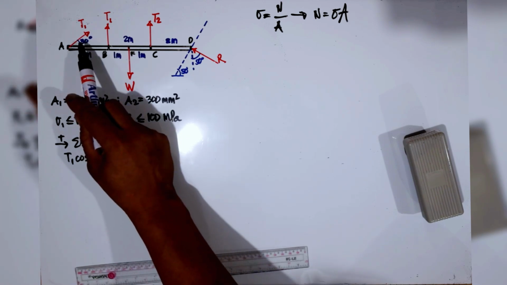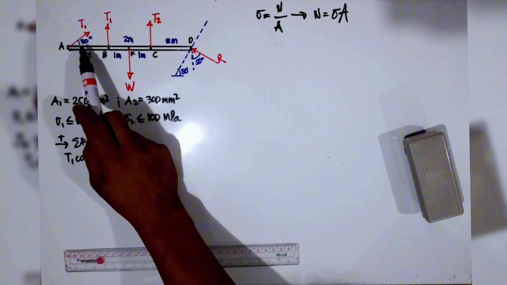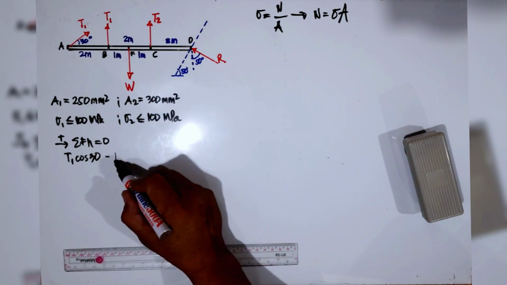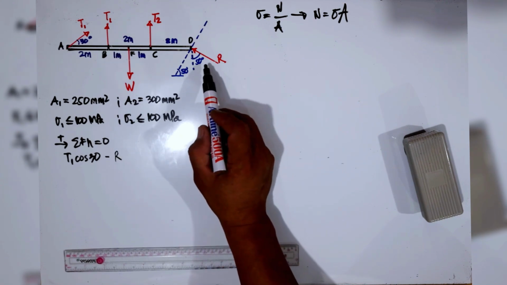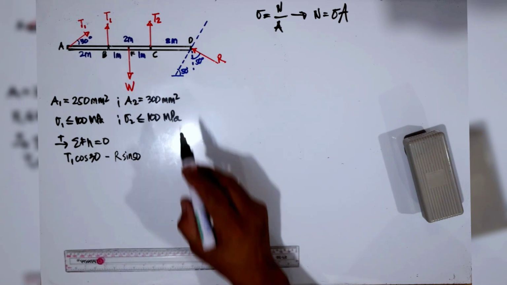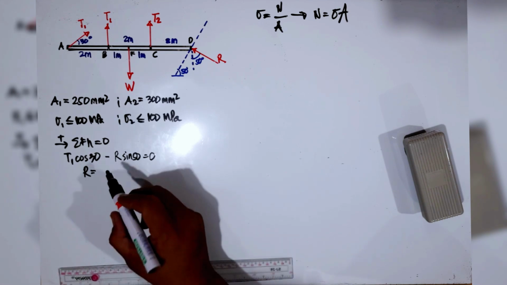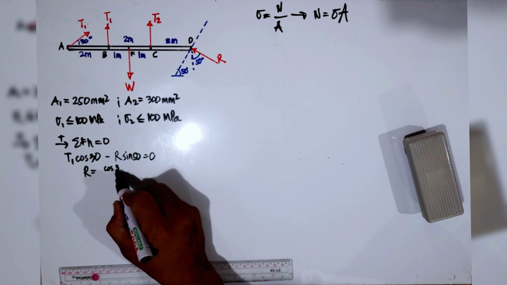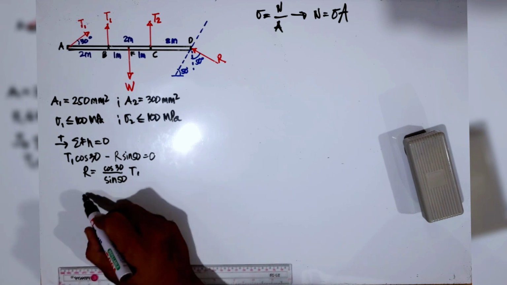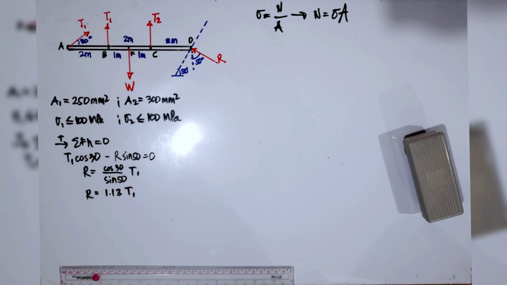This is the horizontal component of T sub 1 here. So we use cosine because the horizontal component is adjacent to the reference angle. This one here is going to the left, so that's negative R. Horizontal component will be sine of 50 because it will be opposite the reference angle, equals 0. So our reaction R in terms of T sub 1 is cosine 30 over sine 50 times T sub 1. R is about 1.13 T sub 1.